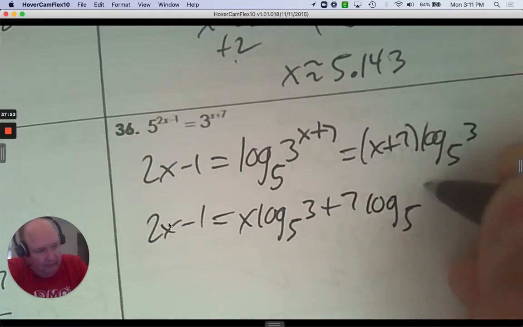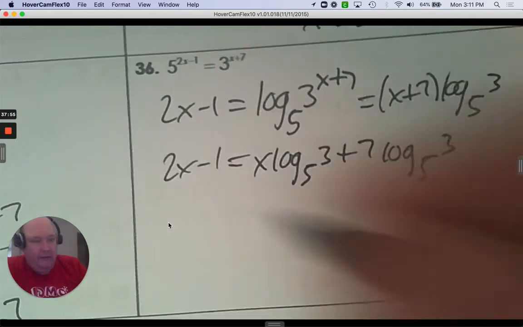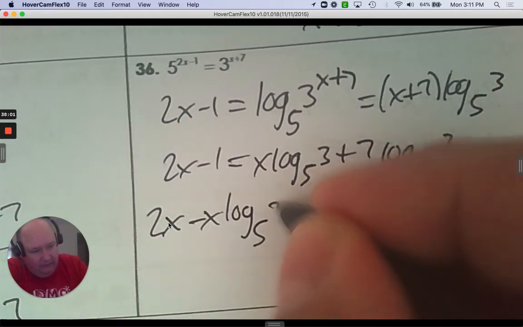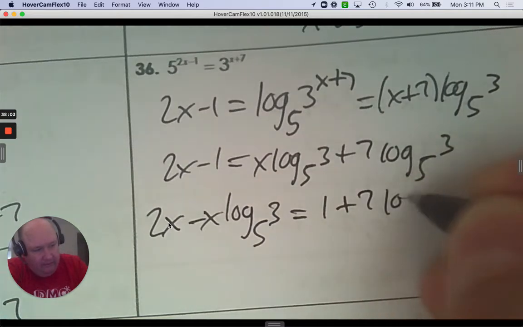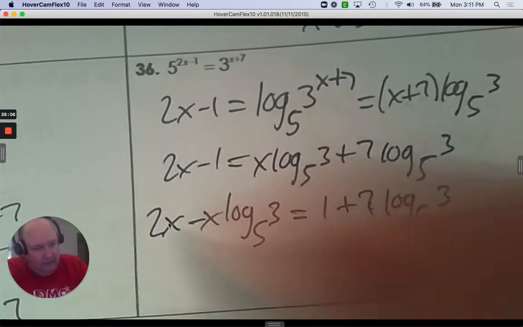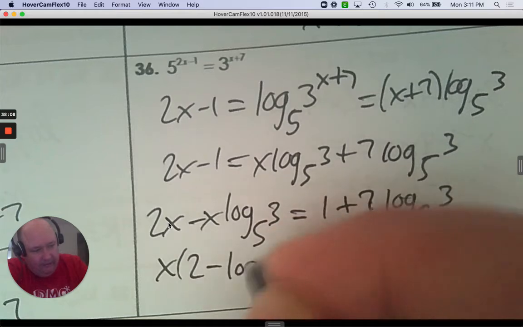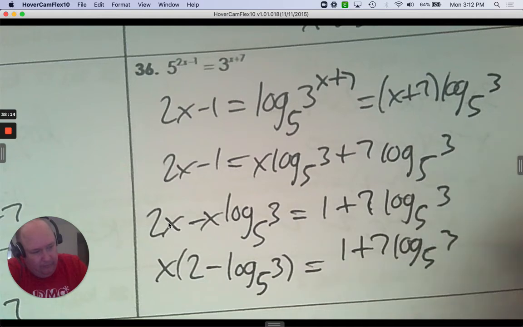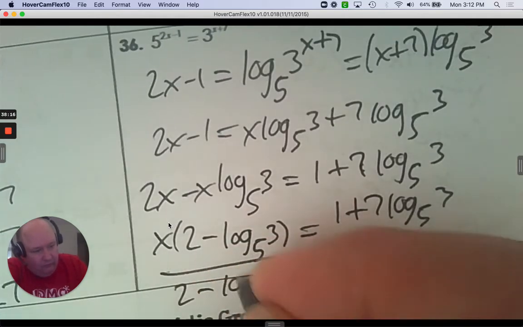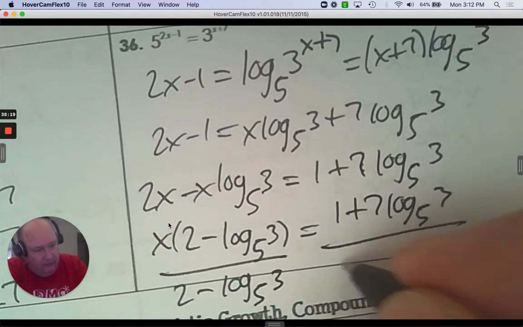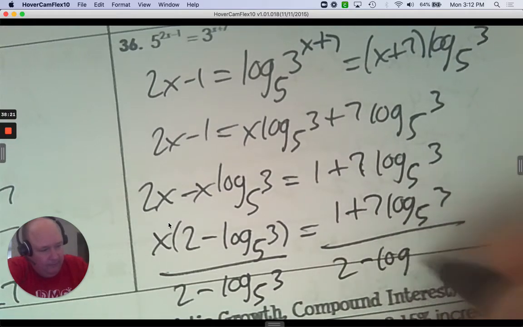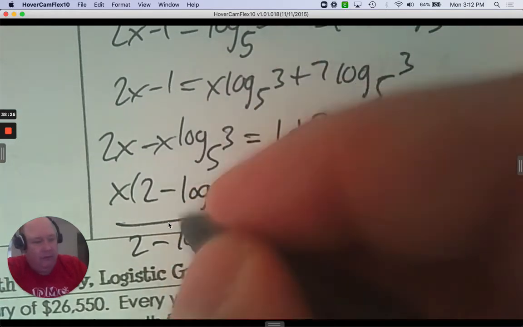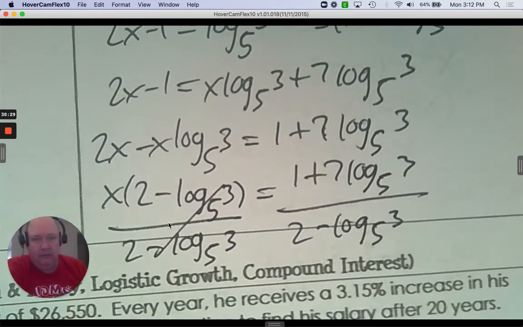Same thing. Gather the x's together. So 2x and then subtract x log base 5 of 3. Add 1 to the other side to isolate it. And then factor out an x and then divide. So divide by 2, subtract log base 5 of 3. So that's what it looks like after you divided it all. So that's what you're going to put in Desmos.